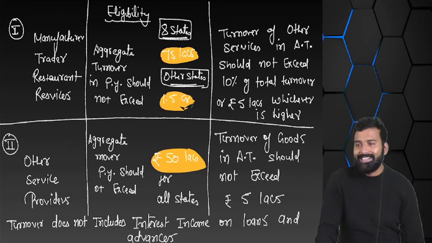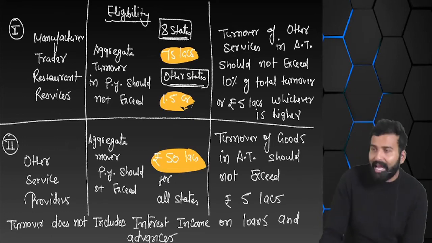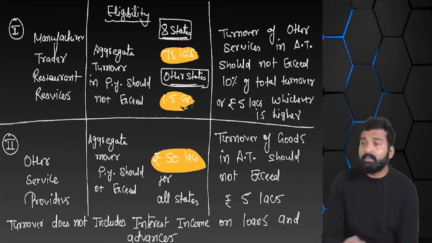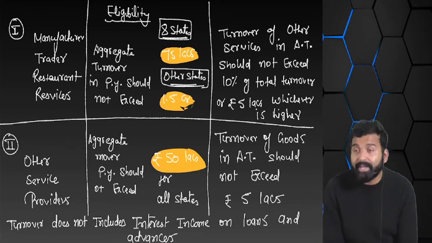So now the point is that interest income is not included in the turnover. If we are talking about turnover, we are not including interest income in that. So interest income is not included in this turnover.